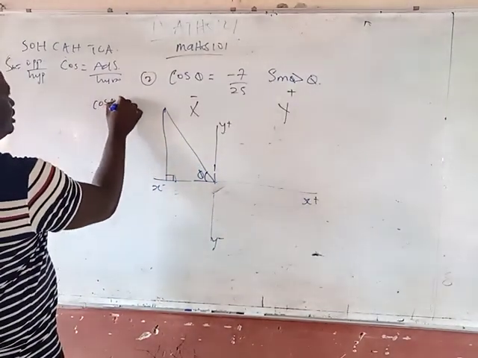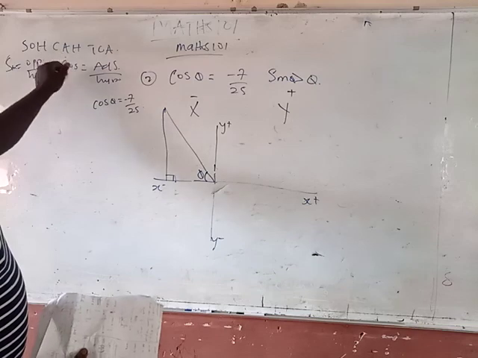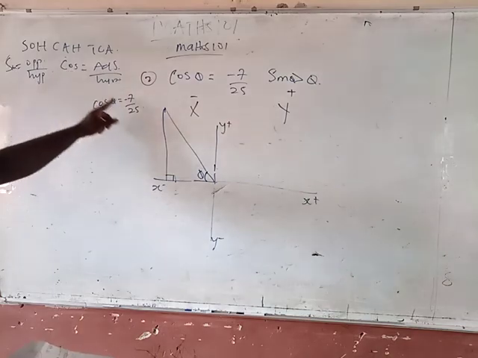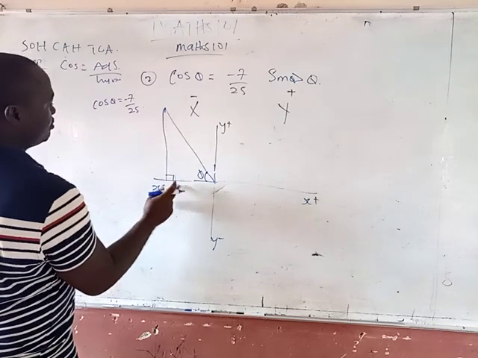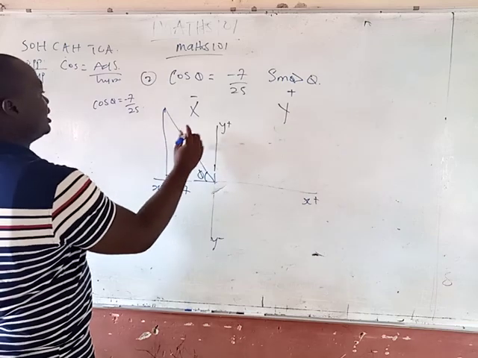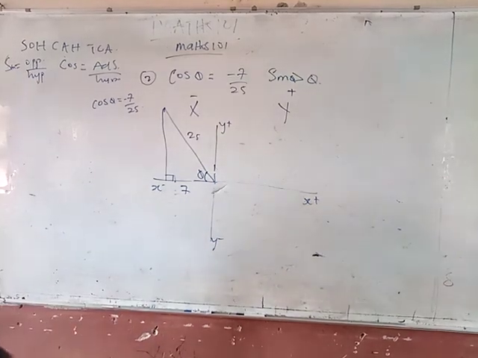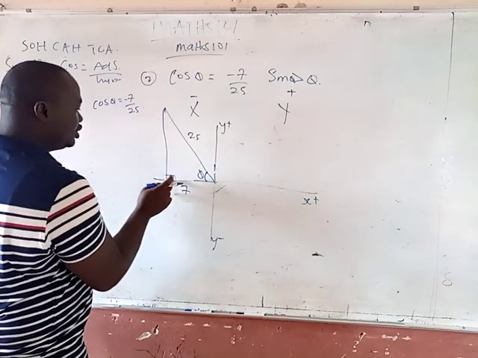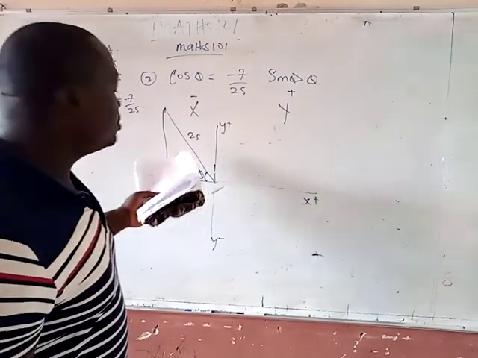So now look at it. Cos of theta is minus 7 over 25. Using SOH CAH TOA, cos is adjacent over hypotenuse. Now for the y, we have minus 7 over 25. Adjacent is here, so here is 7, and the hypotenuse is this longest side, which is 25. Now the question is, where are you going to put your minus? Under x and y, which one is on the minus side? 7 has to be minus because it's on the negative axis. Another thing you should know is that the hypotenuse can never be minus.